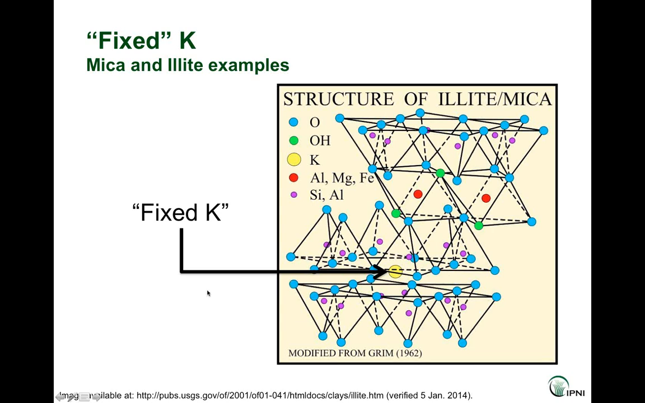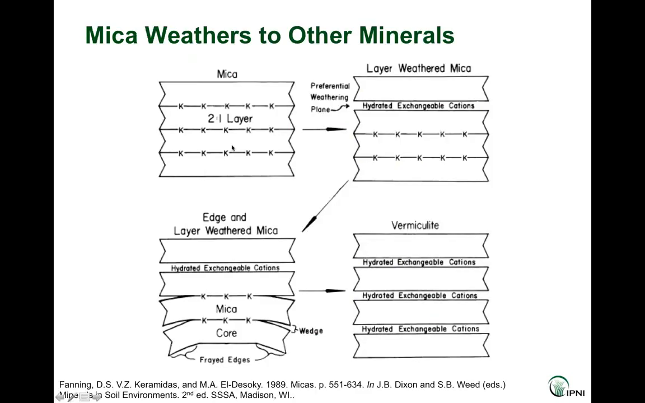This is an example of illite, and we will see that mica in general can weather to form other minerals. Here we have the mica that we just showed, and over time the bonds between these layers can break. They weaken through both chemical and physical forces that act upon them. And as those bonds start to break, other ions can move in.